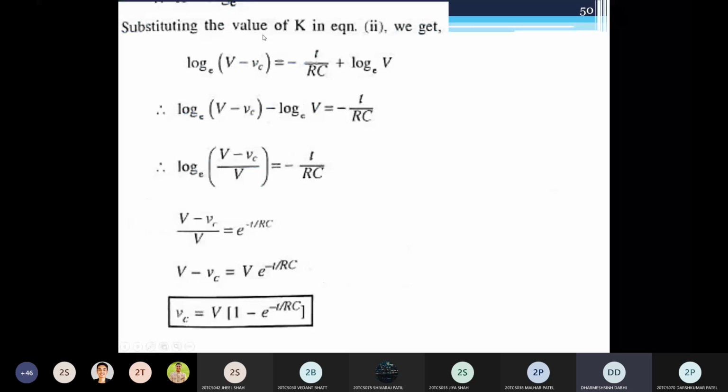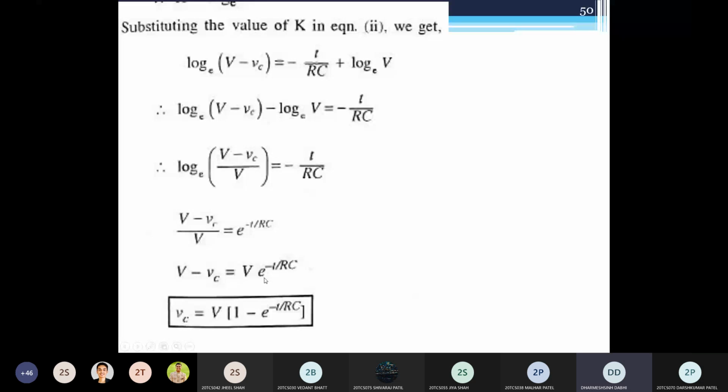When this log V comes to the left hand side, that becomes log(V minus Vc) minus log V, which is log of (V minus Vc) divided by V, equal to minus t upon RC. Okay? If you remove the log by taking the anti-log, you get (V minus Vc) divided by V equal to e raised to minus t upon RC. So V minus Vc is equal to V into e raised to minus t upon RC.